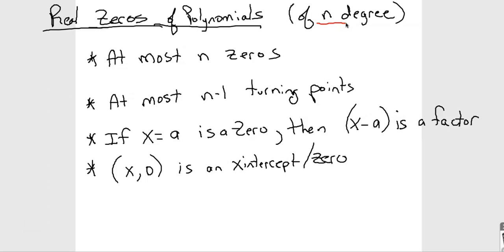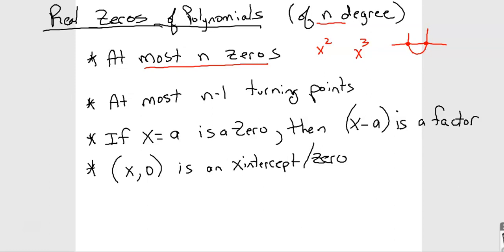So first thing is, at most there's n zeros. So if I had a 2nd degree, then at most there are two zeros. Again, think of a parabola. So a parabola could cross at 2 spots. It could. It doesn't mean it will, but it means it could. So at most there's 2. If it was x to the 3rd, so at most there's 3 zeros. If it was x to the 4th, at most there's 4 zeros.